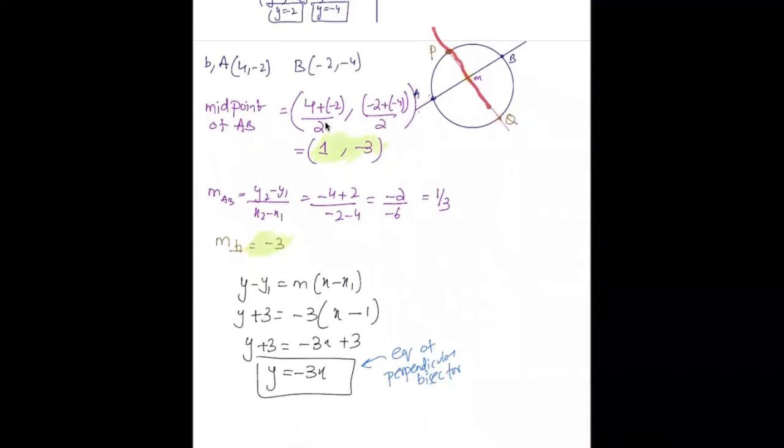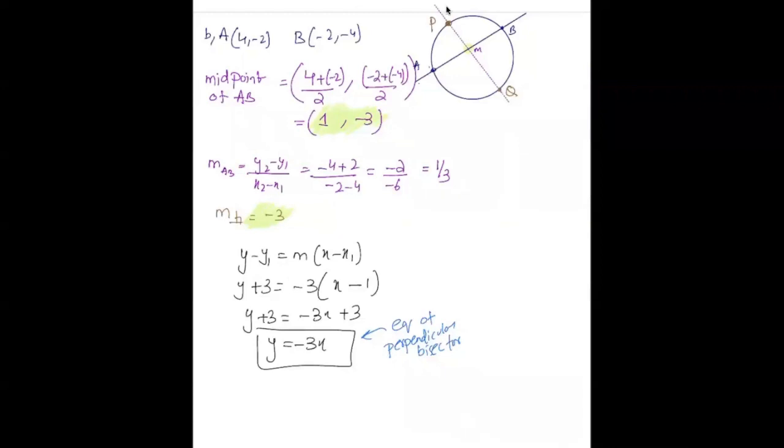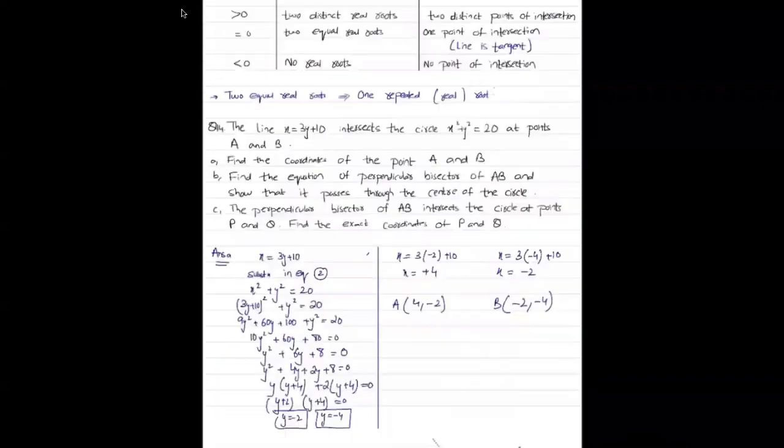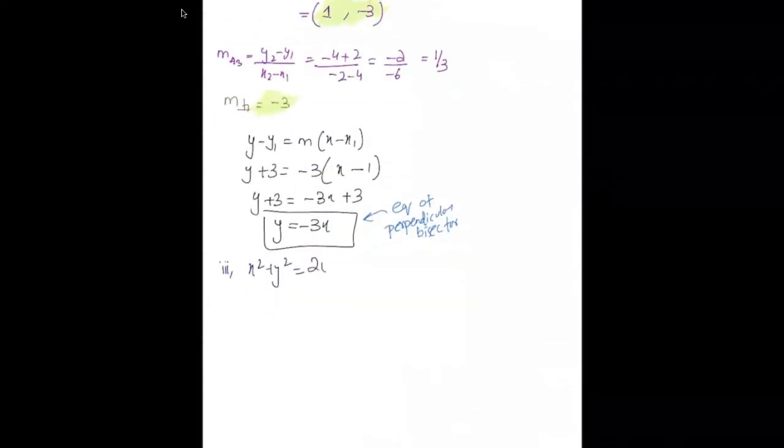I have the equation of the circle and I have the equation of the line. Do you agree that I have to solve these two equations simultaneously? Yes, sir. So please solve these two equations simultaneously and get me the coordinates. The equation of the circle given is x square plus y square equals 20. And the equation of the perpendicular bisector is this. Solve these two equations simultaneously.